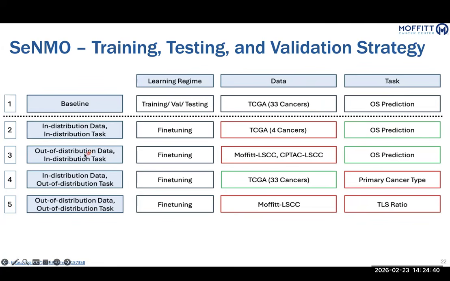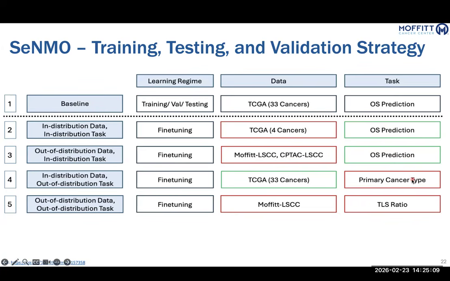The next setting was to flip the data and keep the task in distribution. Flipping the data means that we use data which was not used in any form to train the baseline model. So we used Moffitt's internal lung squamous cell carcinoma data and publicly available CPTAC lung squamous cell carcinoma data to fine-tune the model. And the task was in distribution, which was overall survival prediction.